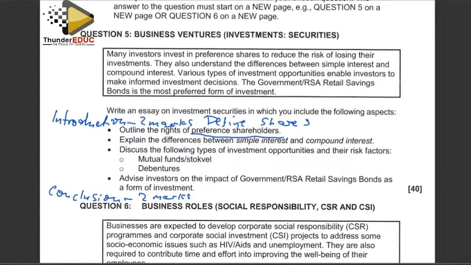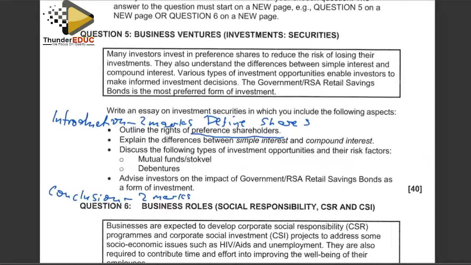So now let's check the differences between simple interest and compound interest. Under simple interest, the principal amount remains the same over the entire period of investment. But when it comes to compound interest, the principal amount grows with the addition of interest. Surely we are together here, grade 12.